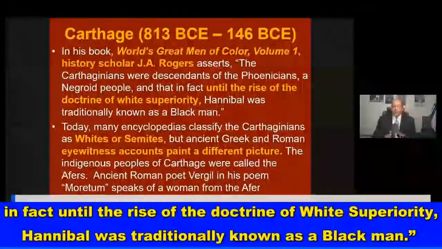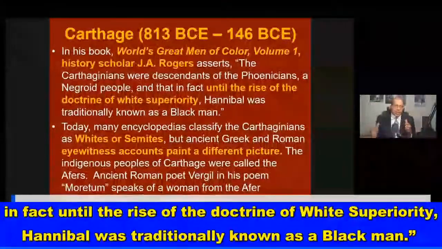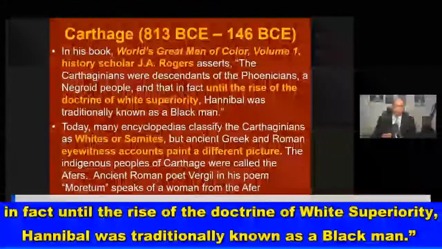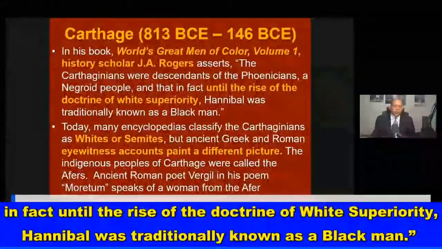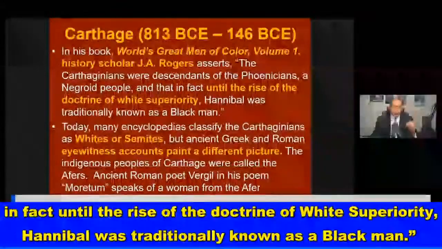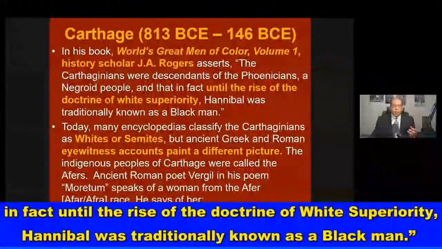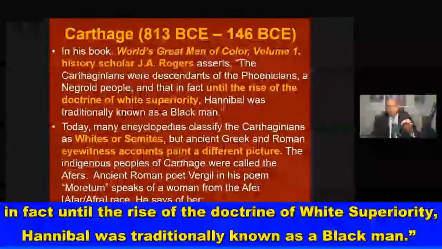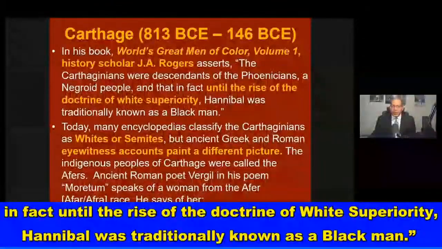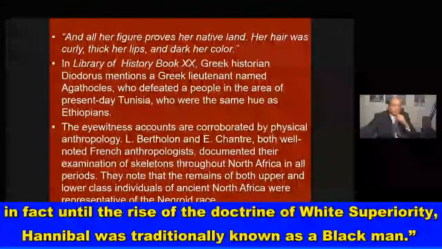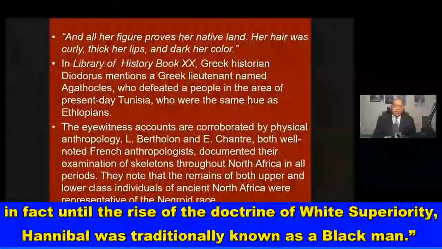Okay, now today, many encyclopedias classify the Carthaginians as whites or Semites, but ancient Greek and Roman eyewitness accounts paint a different picture. The indigenous peoples of Carthage were called the Afers, A-F-E-R-S. The ancient Roman poet Virgil, in his poem Moretum, speaks of a woman from the Afra race, A-F-R-A, and he says of her, and all her figure proves her native land. Her hair was curly, thick her lips, and dark her color.